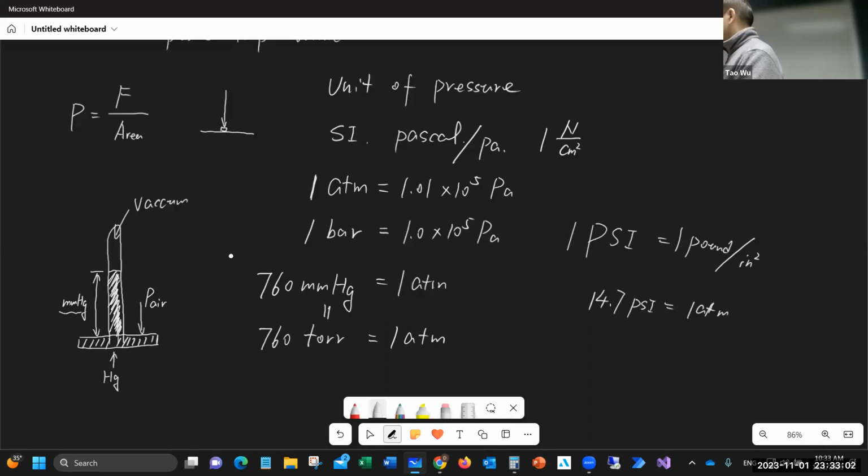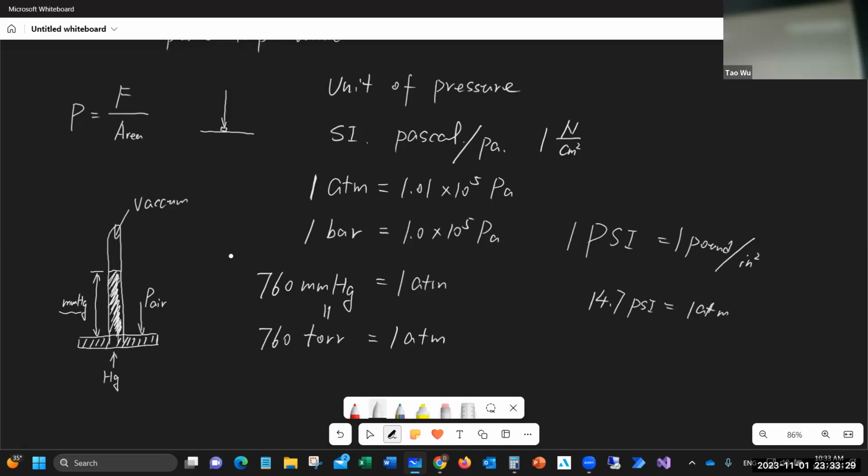So the pressure of the tire is pretty strong. It's about 2.5 atmospheres. So I'm going to show you, to visualize, what exactly 14.7 pounds per square inch is.